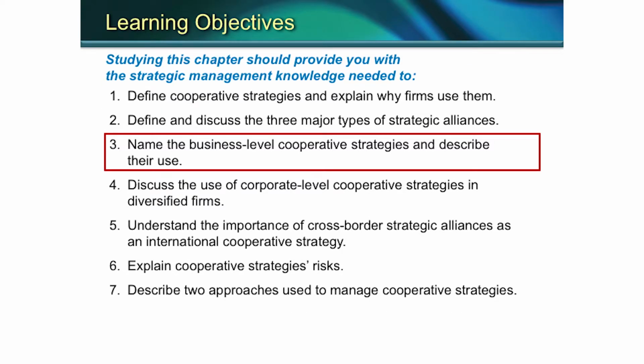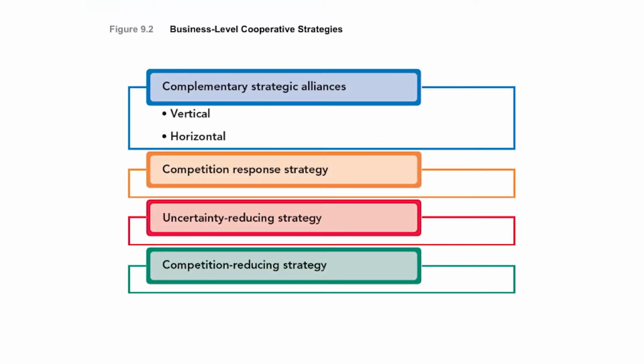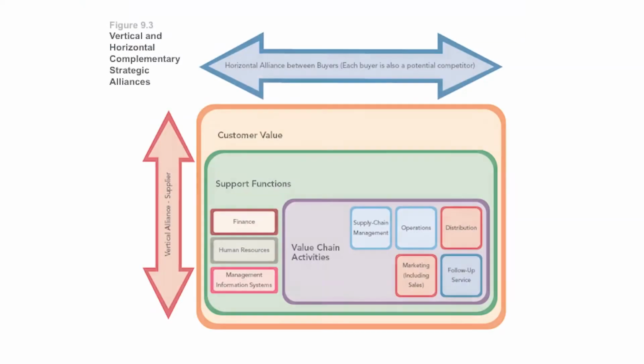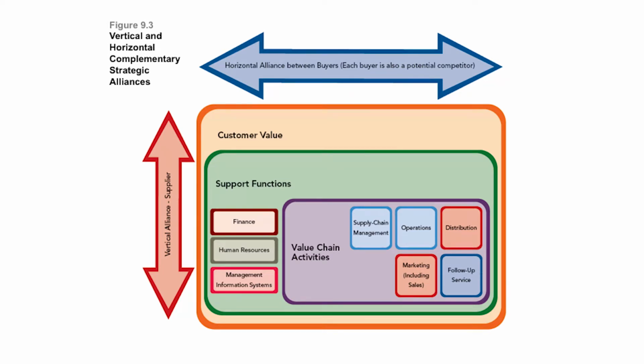Then we think about more specific strategic alliance strategies. The first is the business level cooperative strategies. There are 4 types of business level cooperative strategies: complementary strategic alliances, competition response strategy, uncertainty reducing strategy, and competition reducing strategy. Complementary strategic alliance is used when strategic partners share their resources in complementary ways to create new value, either by vertical or horizontal alliances. Vertical type is the alliances between 2 different stages of the value chain, while horizontal type is the alliances between the same stage of value chain activity to create a competitive advantage, shown in the figure.